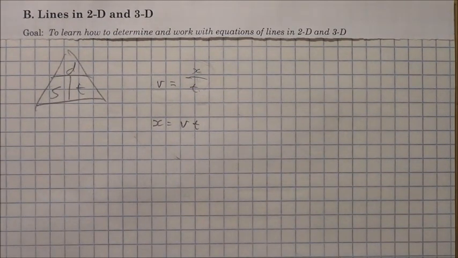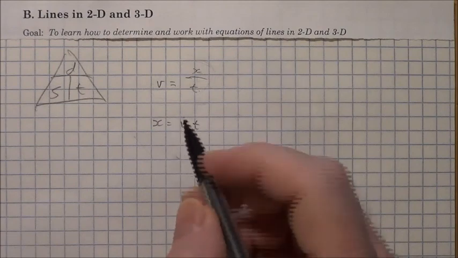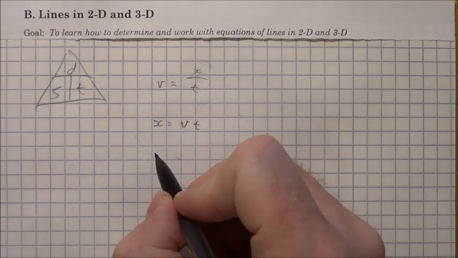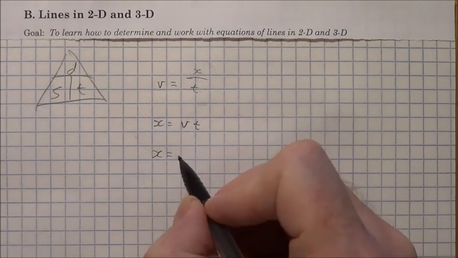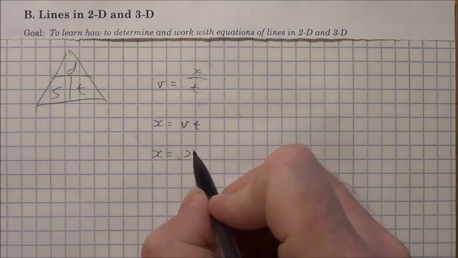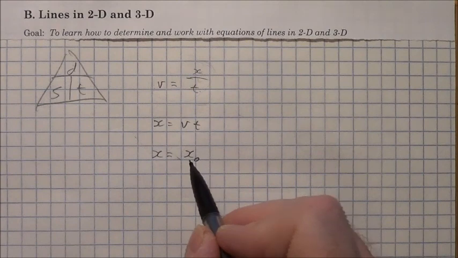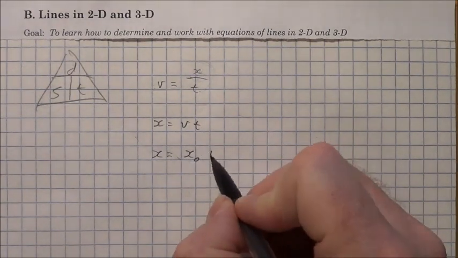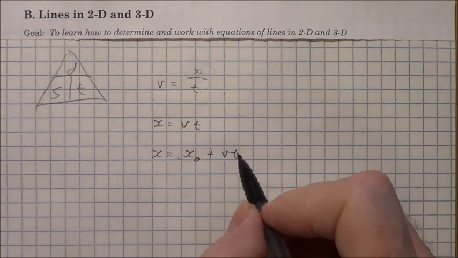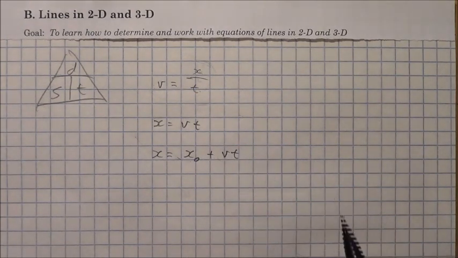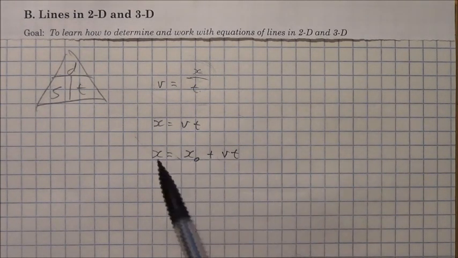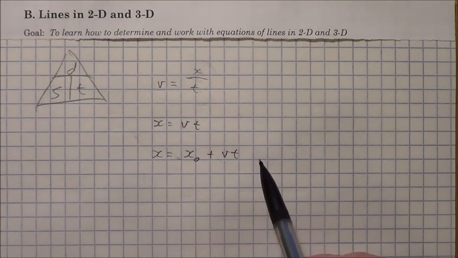And then if I want to find the final displacement from some given point of reference, given that the motion began some distance x naught from the point of reference, I can add this in here. So this x is going to be the final displacement, and that's equal to the initial displacement from the given point of reference plus the distance that is moved when we multiply velocity times time. So that's the displacement along the x-axis.